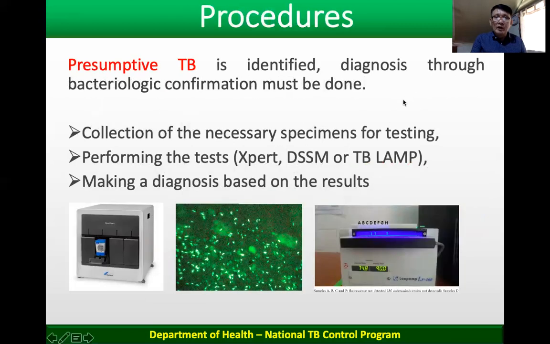Now let's go to the procedures. So presumptive TB is identified. After identification, we diagnose them through bacteriologic confirmation. So we collect the necessary specimen for testing, and then we perform the test, Xpert, DSSM or TB-LAMP, and then we make the diagnosis based on the results.